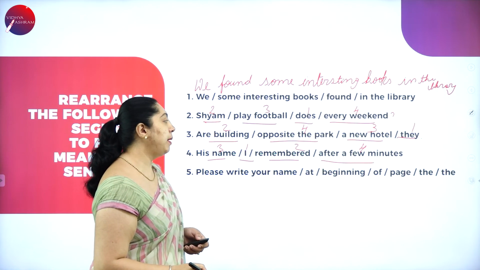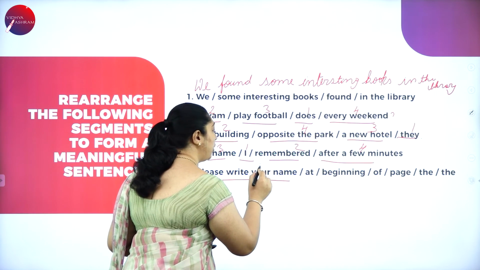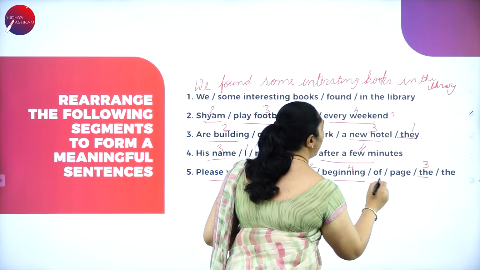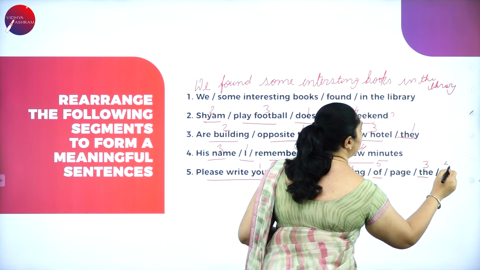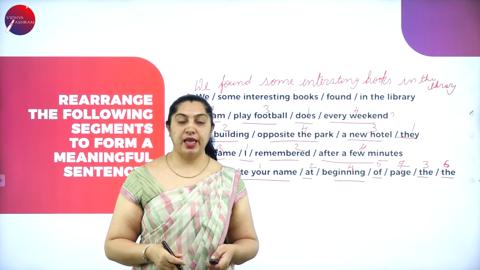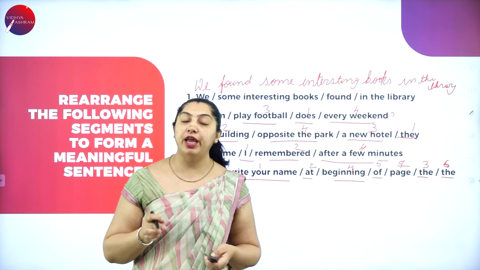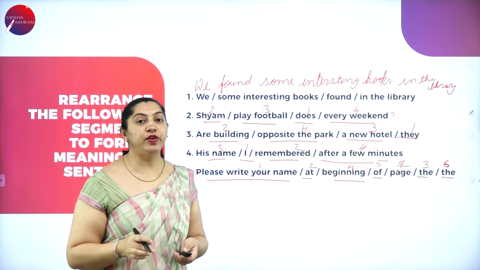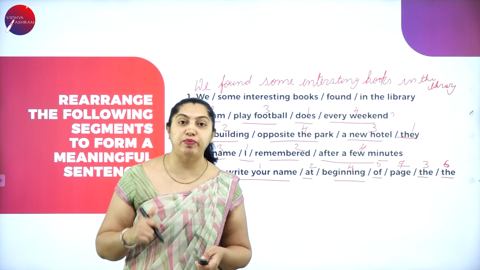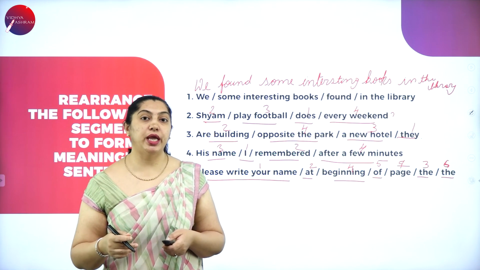Please write your name at beginning of page the under. Please write your name at the beginning of the page. This is about the jumble segments. So the words will be given and you have to read the complete sentence and rearrange it to get a meaningful answer. So before you start writing, you just need to identify the subject first, then comes the verb, then the object, as I told in the beginning.